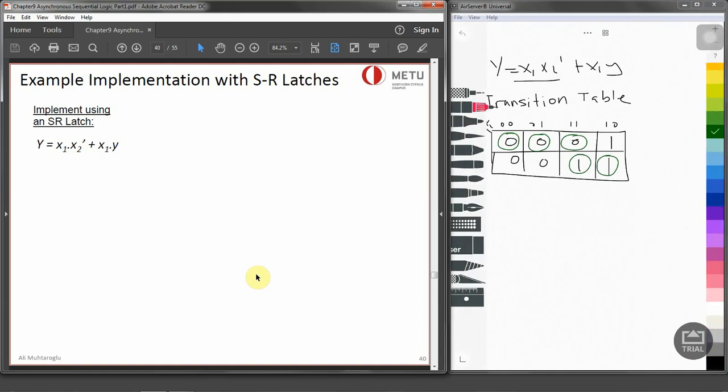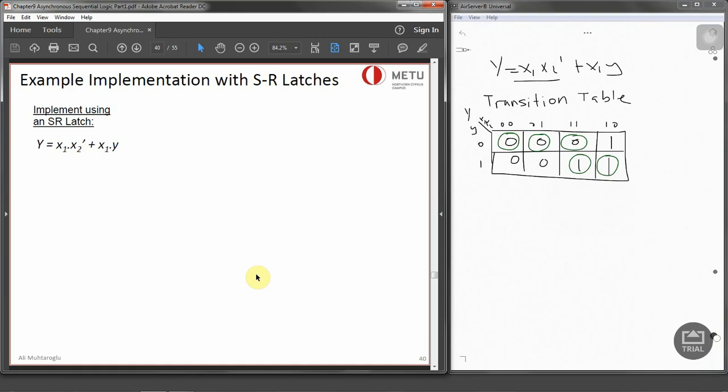If you do remember from chapter 5 the SR excitation table, if you don't, I'm just going to review it here now. As we already said, SRQ is our characteristic table, which is 0, 0 will be hold, 0, 1 is reset, 1, 0 is set, and 1, 1 is undefined. This is the characteristic table. The excitation table has the present and the next state, and the SR inputs: 0, 0, 0, 1, 1, 0, and 1, 1.